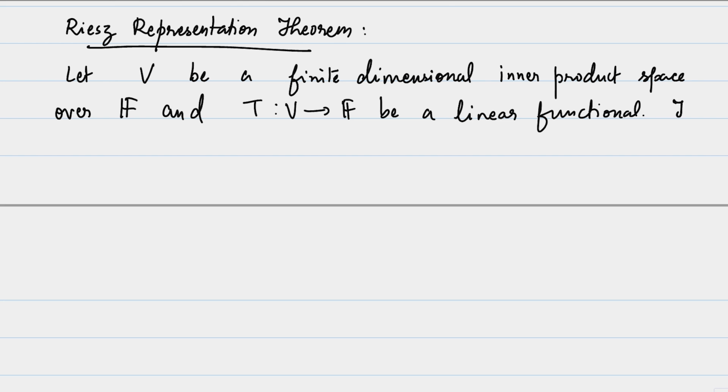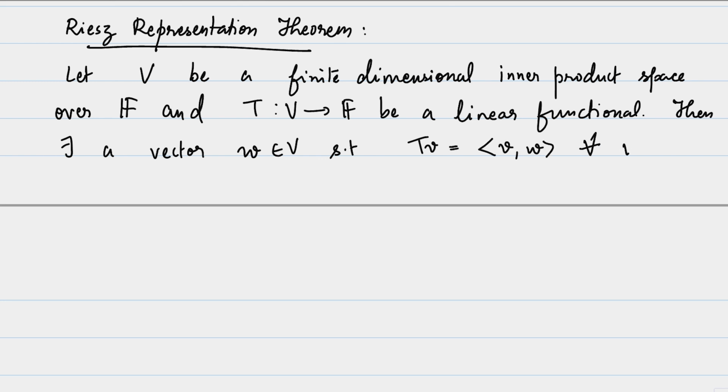Then there exists a vector W in capital V such that TV is equal to the inner product of V with W for all V in capital V. So whatever linear functional you come up with, there is some W in the finite dimensional inner product space such that TV is the inner product of V with W.